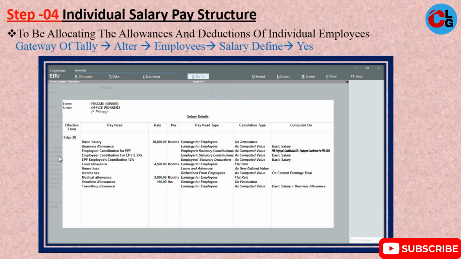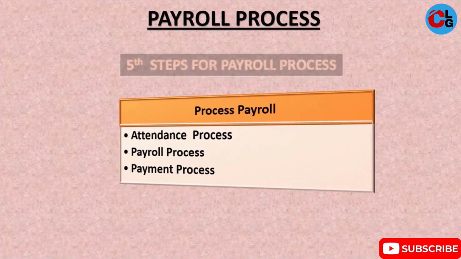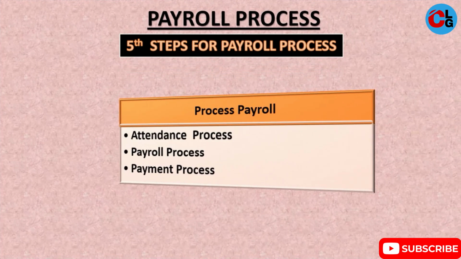So this is the fourth step. Now we are going to look at the fifth step for the payroll process. This is the final step. The final step for the payroll process is process the payroll. Under process the payroll, first we have to process the attendance. So now we are going to look at that.